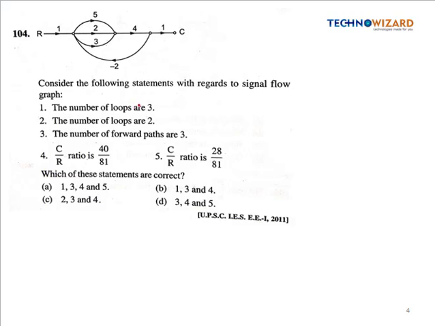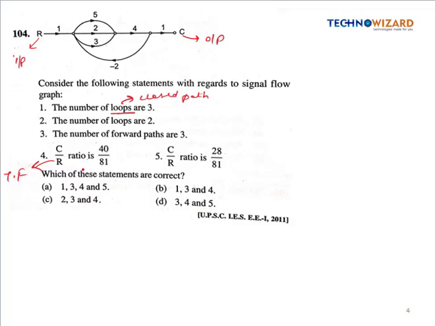The number of loops are 3. Number of loops is nothing but the closed path. So now we have to find out the number of loops present in this signal flow graph. Also we have to find out the number of forward paths. Number of forward paths is the paths available to move from the input. This R is the input and C is the output. So we have to find out the number of paths available from the input to the output. Also we have to find out C by R, the transfer function.